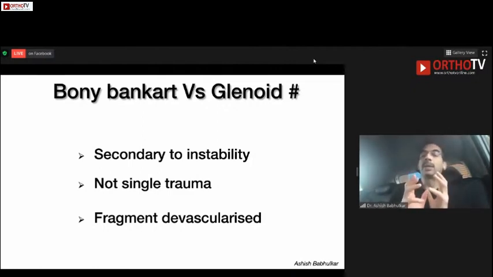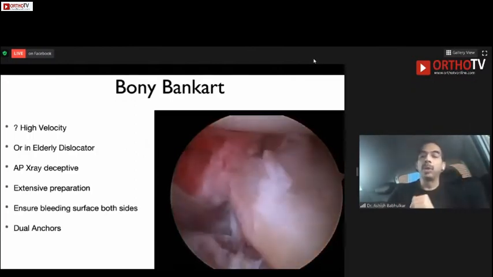Irrespective of whether there's a bony Bankart or a glenoid fracture, what we must understand is that the fragment is rendered avascular, which means that the fragment derives its vascularity from the parent glenoid. And if you leave it like that, it is less likely to survive and over time will shrink progressively, leading to a glenoid bone loss. So as I said, the trigger for operating on a patient with a bony Bankart should be higher, your threshold should be lower, and I would fix them more commonly than the one without the bony Bankart.